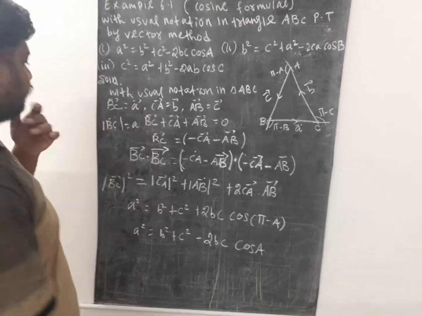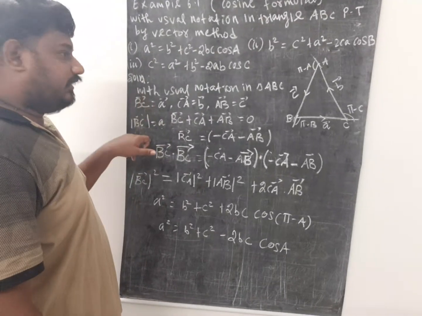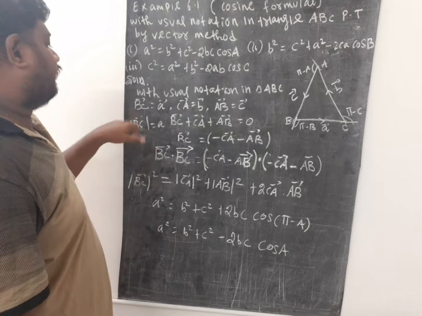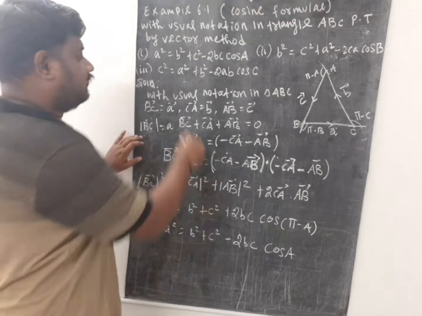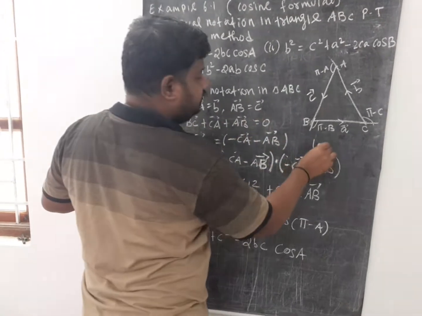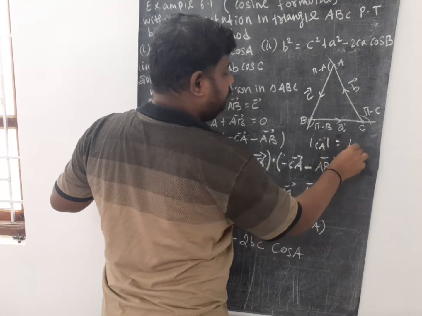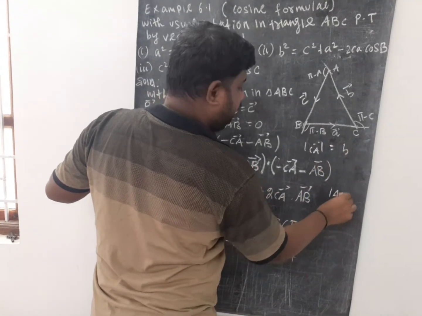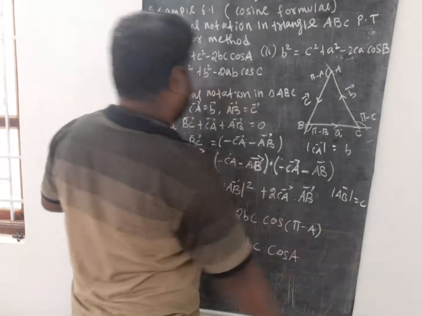Modulus of BC vector is equal to a. This is a vector; if we take the modulus, we get the magnitude. Then modulus of CA vector is equal to b, and modulus of AB vector is equal to c.